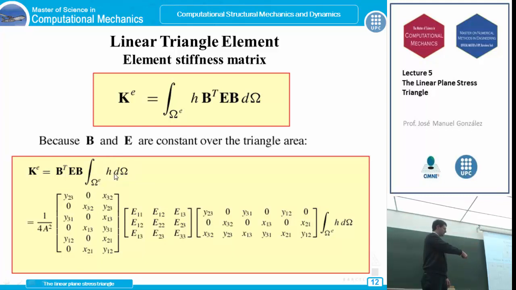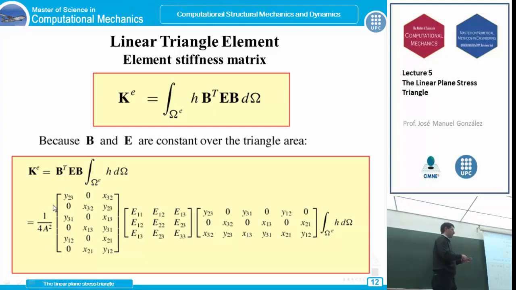So this is the thickness. We can consider a variable thickness, but usually this thickness is constant. But the point is that we are able to obtain this stiffness matrix in a closed form. Closed form means that this is the expression for a stiffness matrix. You don't have to make any integral, as the integral is only over the area, not due to the B strain displacement matrix or the elastic matrix. This is the area of the triangle.